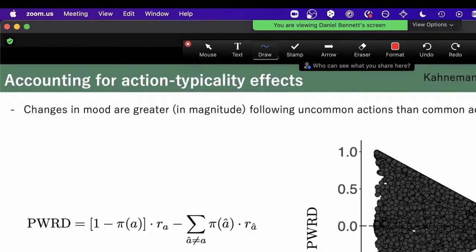So the right side of the figure is when you encounter an outcome that you are not expecting. Actually, this isn't necessarily expecting or not expecting. This is just any outcome. Things above zero on the vertical are going to be pleasant things, receiving rewards. Things down here are going to be receiving punishments or non-rewards. But the emotional response is going to be stronger when a reward or a non-reward comes after an action that you don't normally choose.